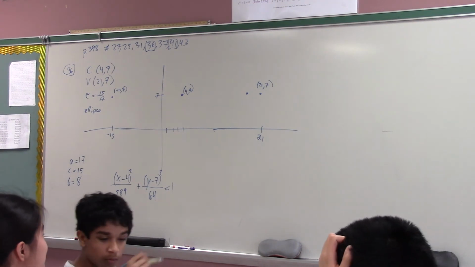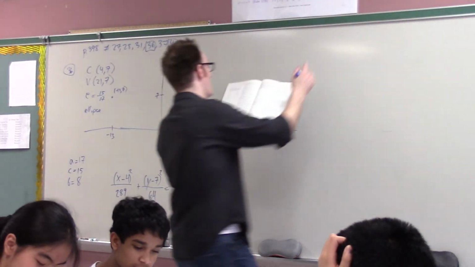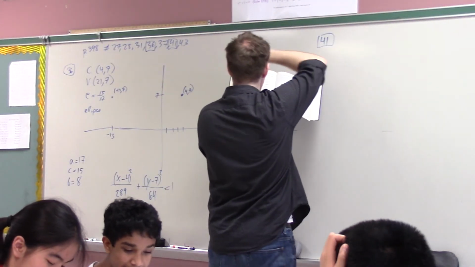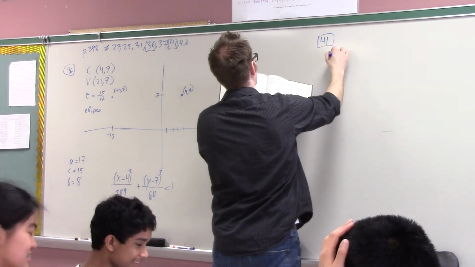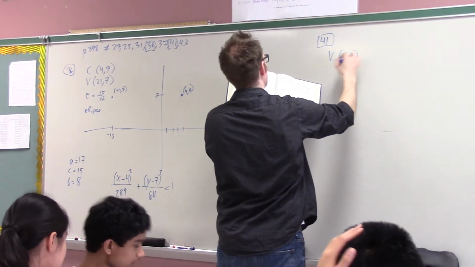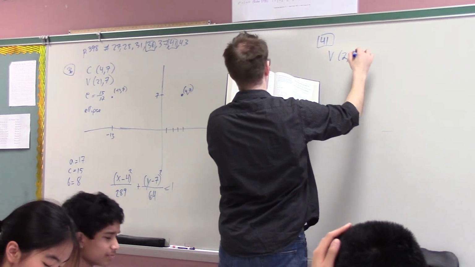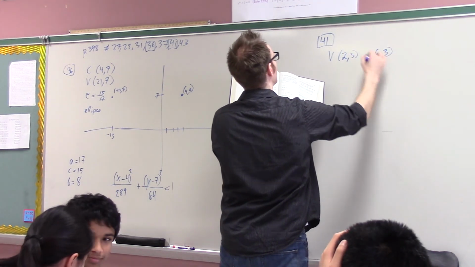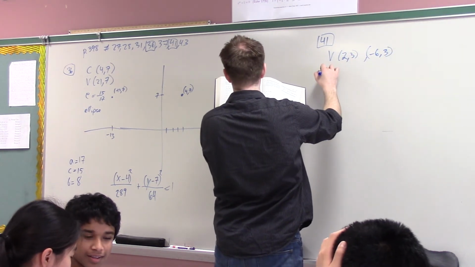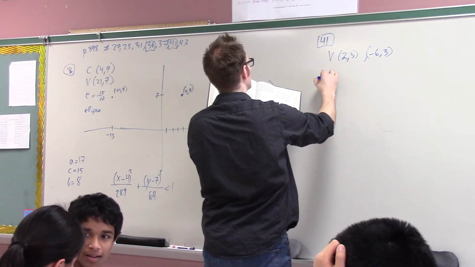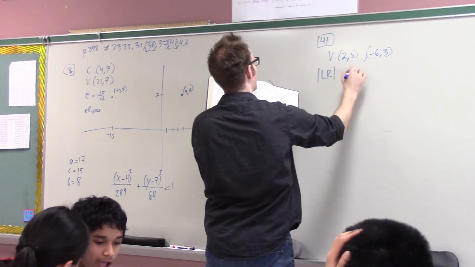Yeah, good. Okay, then we do 41. 41 says there's a hyperbola with vertices at 2, 3, and negative 6, 3, and the latus rectum length was 10 units. So the length of the latus rectum is 10.